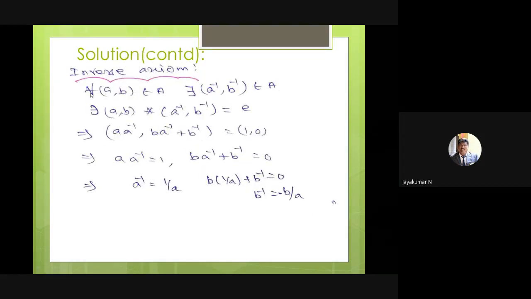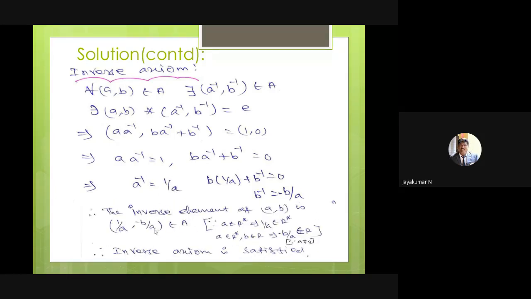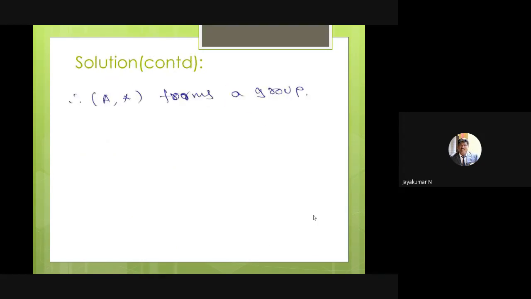Similarly, for the inverse axiom, I have to prove it like this. I consider (A, B) star its inverse. I consider the inverse of (A, B) to be (A inverse, B inverse). Apply it, compare component-wise, and simplify, and you will get the inverse element. One thing I have to verify is that the first element belongs to R star and the second element belongs to R. A belongs to R star, so definitely 1 by A also belongs to R star. A belongs to R star and B belongs to R, so definitely minus B by A belongs to R. Simple thing, you have to think it through yourself. So the inverse axiom is also satisfied. So (A, star) forms a group because the 4 axioms are verified.